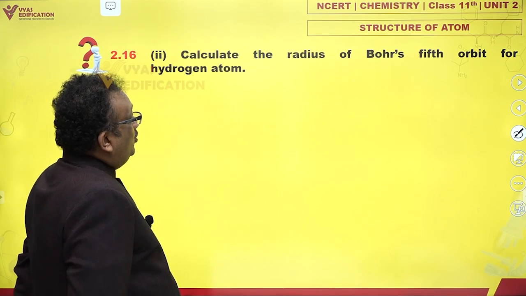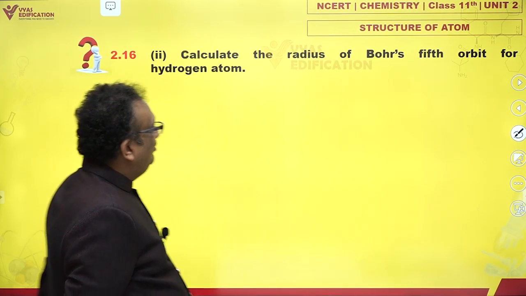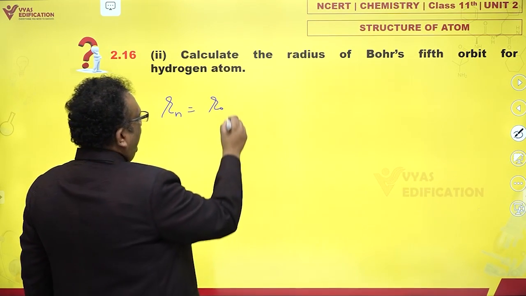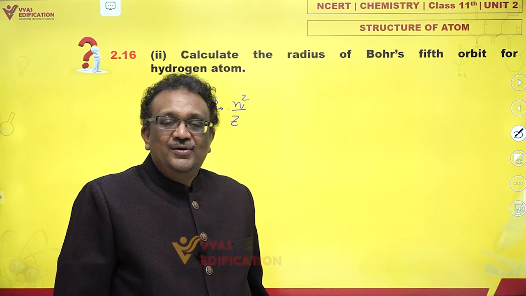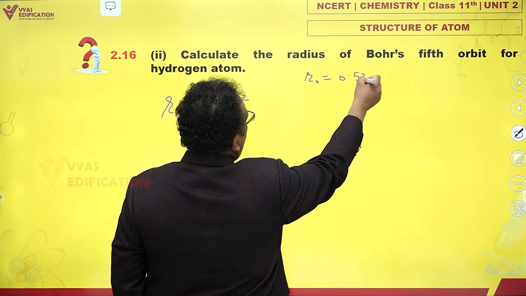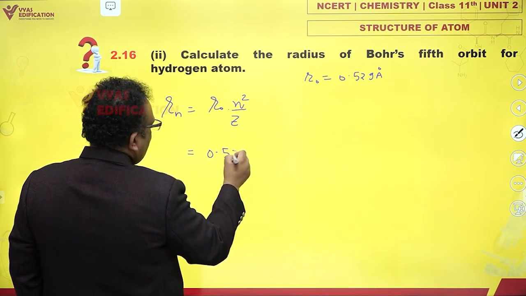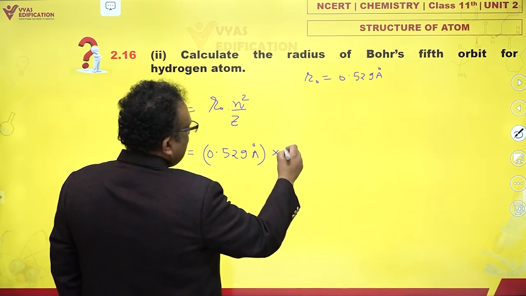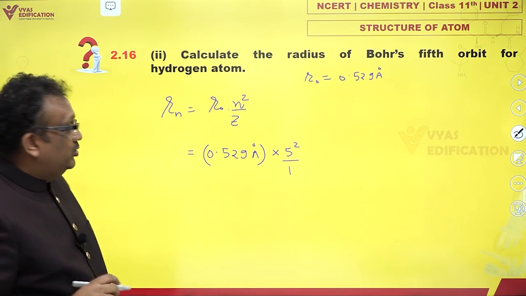Calculate the radius of Bohr's fifth orbit for hydrogen atom. Now, this is another very important formula. Radius of nth Bohr orbit is R0 into n square by Z. R0 is the radius of first Bohr orbit, which is 0.529 angstrom unit. So let us just substitute. This is 0.529 angstrom units multiplied by n square. Now fifth orbit is 5 square by 1. Hydrogen atom means Z is equal to 1.